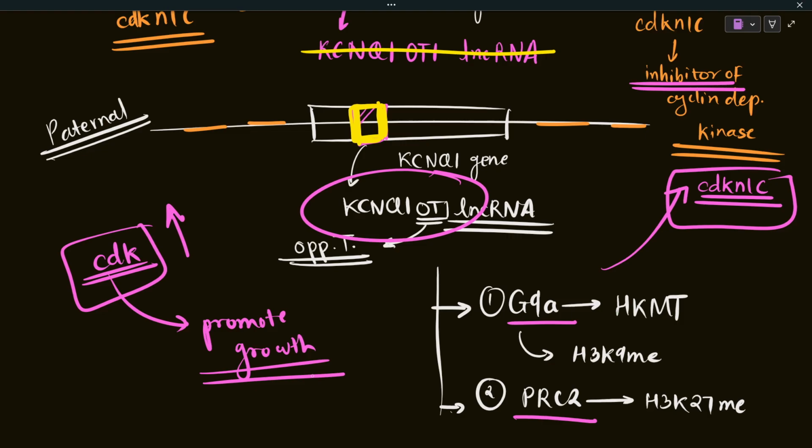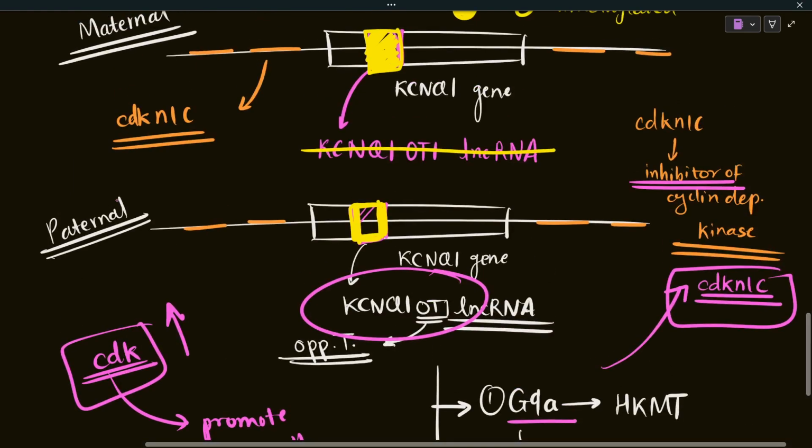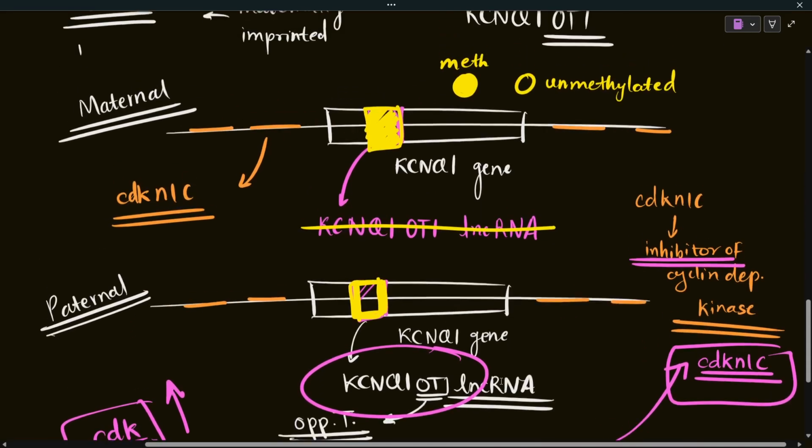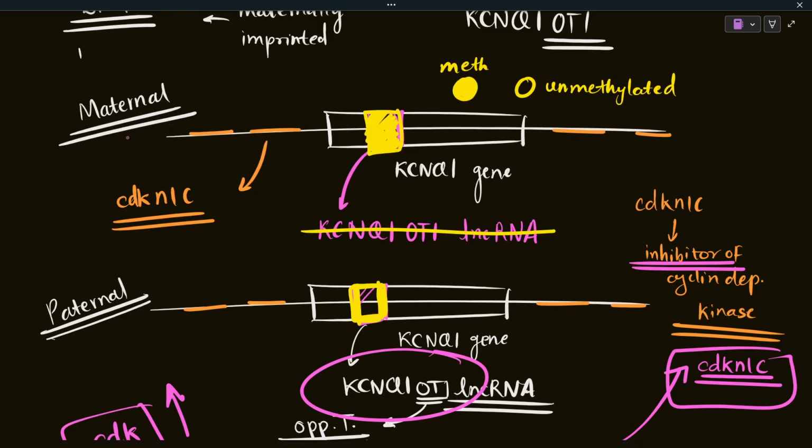Okay, so this is going to promote growth only if the paternal copy is active. I hope you remember when we discussed the parental conflict hypothesis, we discussed that the paternal copy of genes is going to support growth, while the maternal copy of genes is going to suppress growth. So how does the maternal copy suppress growth here?